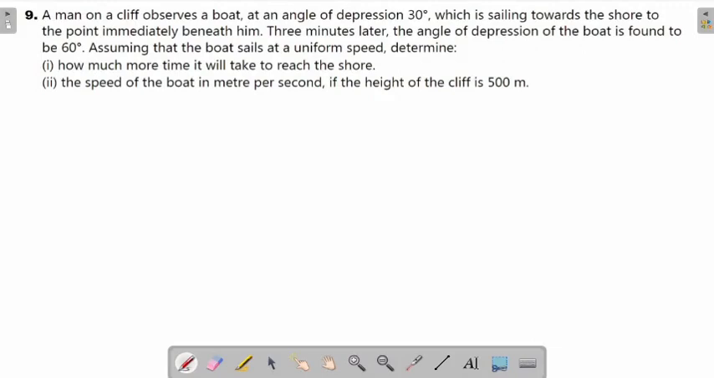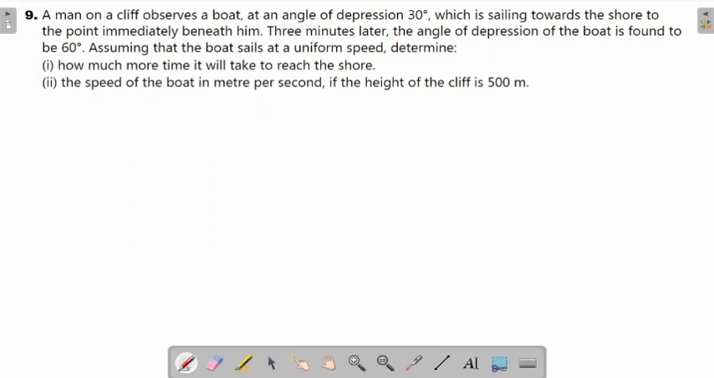I'll start with question number 9 today. Let's understand the question. A man on a cliff observes a boat at an angle of depression 30 degrees, which is sailing towards the shore to the point immediately beneath him.